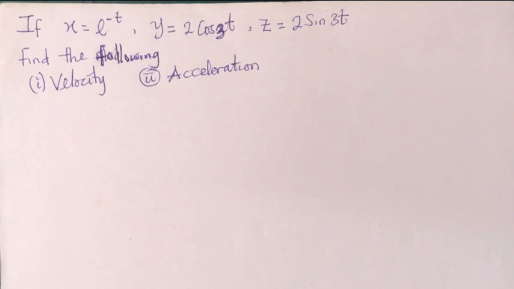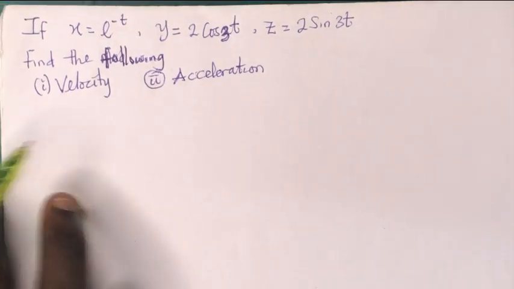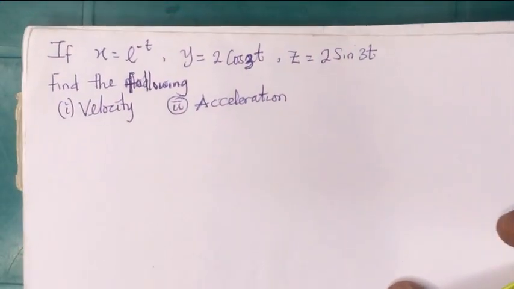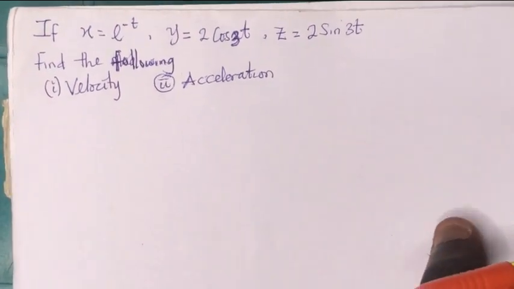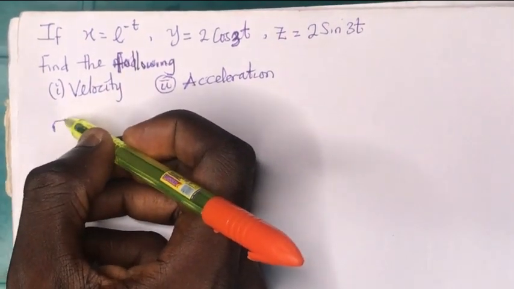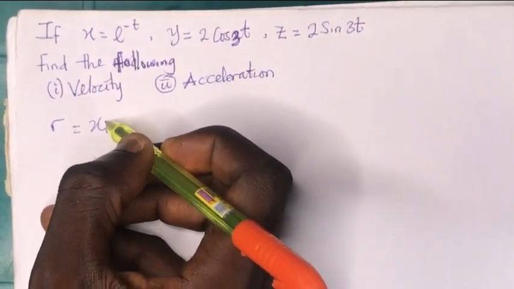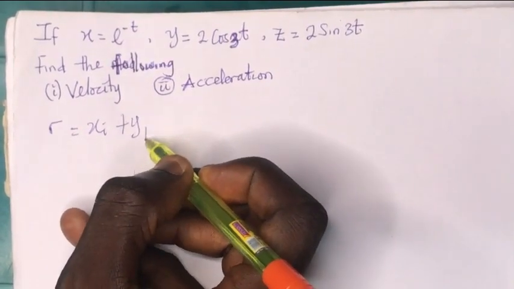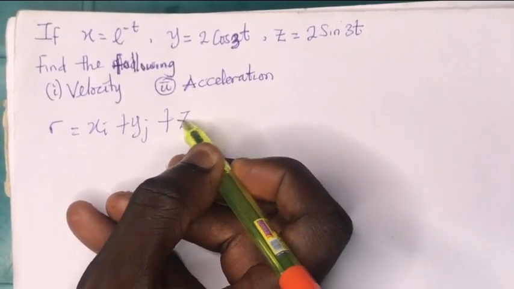They said if x is equal to exponential minus t, and y is equal to 2 cos 3t, z equals 2 sin 3t, find the following: velocity and acceleration. Now for this kind of example, the first thing you must come to understand is that from our position vector, we know that r is equal to xi plus yj plus zk.